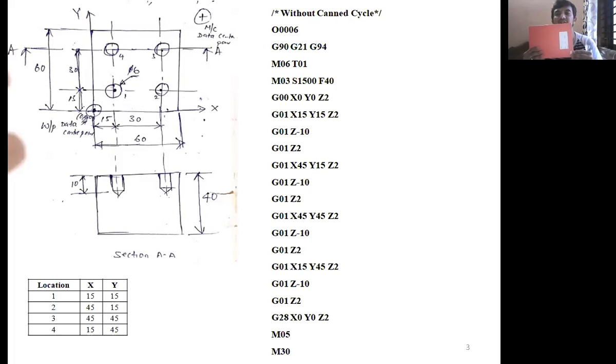The bottom left corner is here. I have chosen the bottom left corner as the origin. Now move the cutting tool from the home position to the origin of the workpiece. For that, you have to give G00, X0, Y0, Z2.